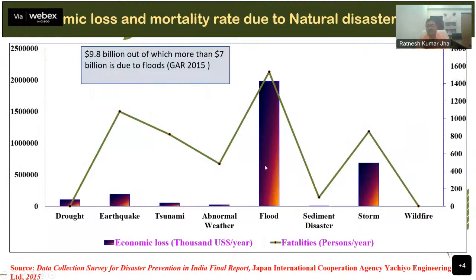So this is again a very important thing: due to climatic variabilities and natural disasters, our production system is affected, as well as the animals and wildlife. I have taken this report from NIDM on climate change and natural disasters. The annual loss to India is 9.8 billion, out of which $7 billion is due to floods. This is based on reports of global agriculture.